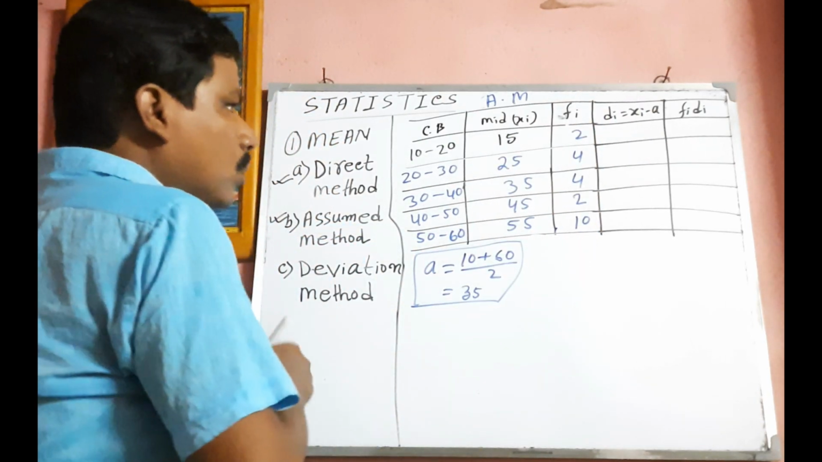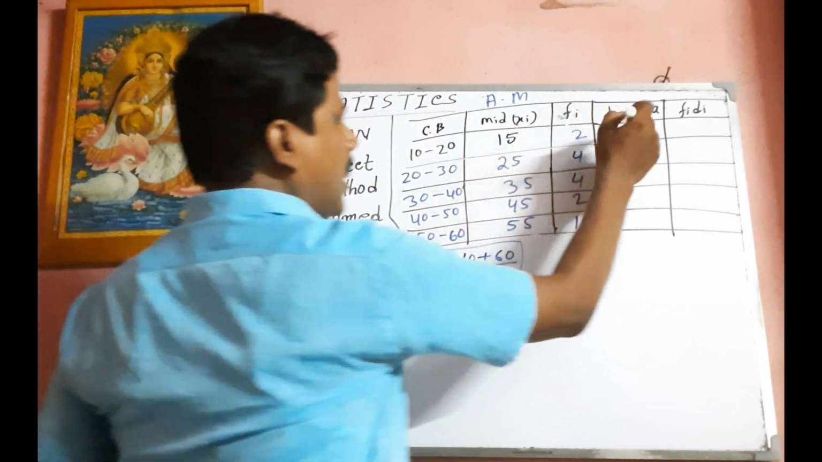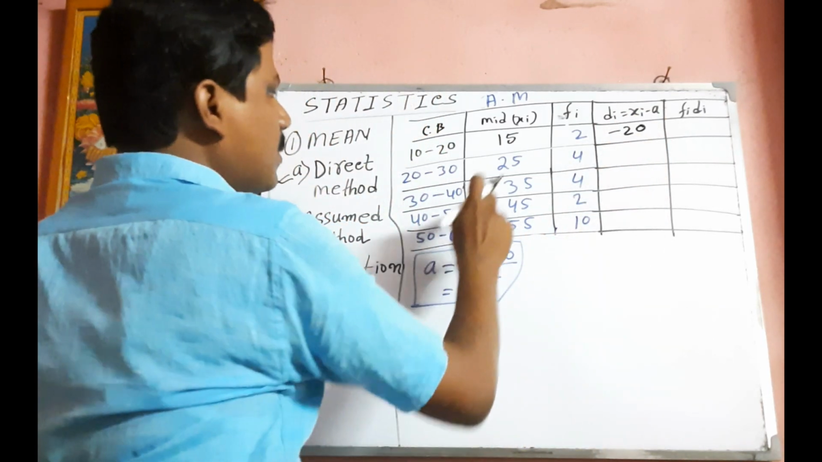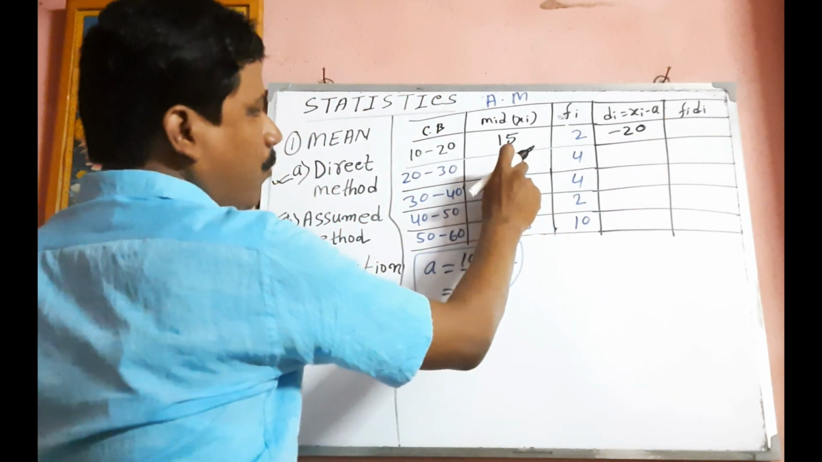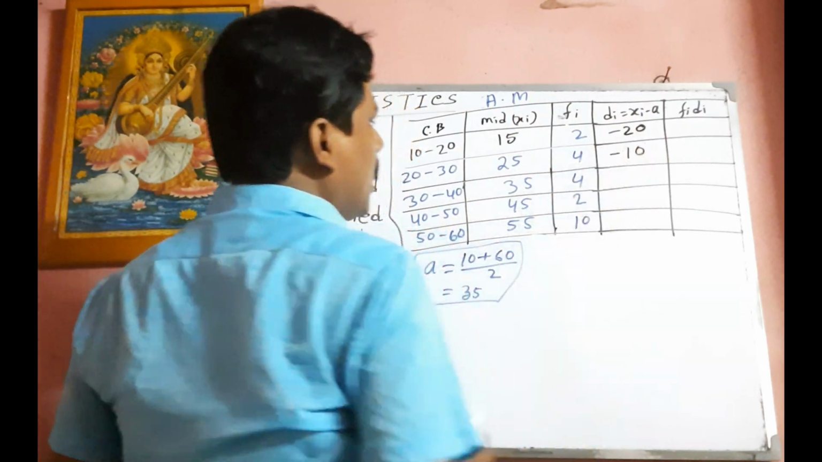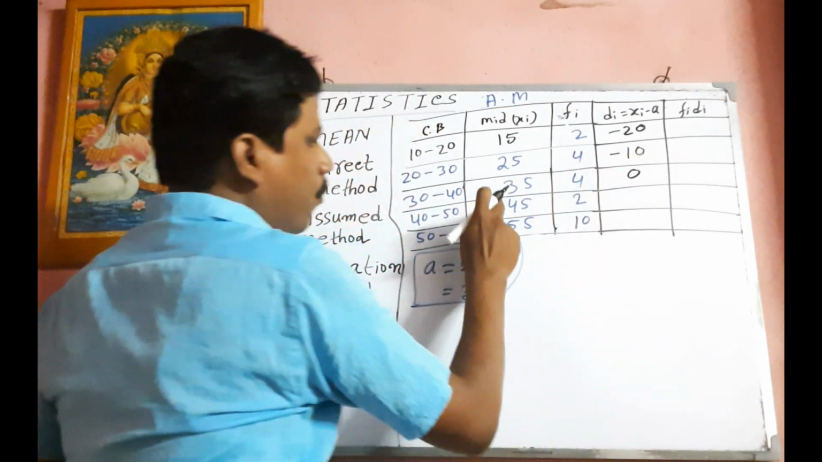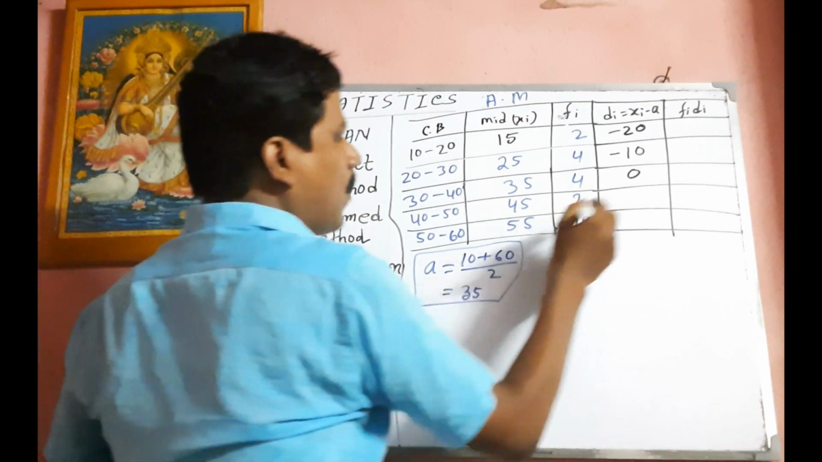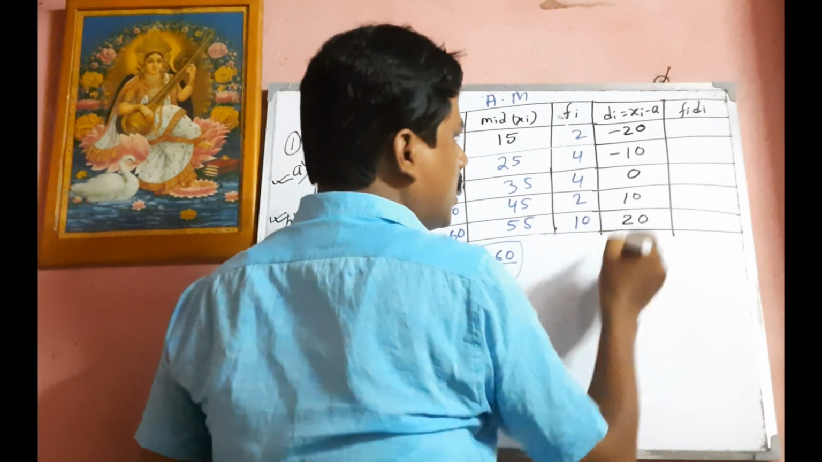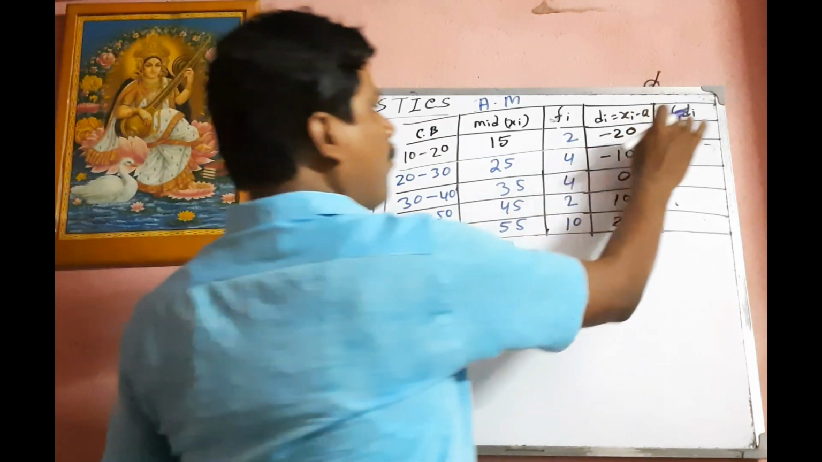At first, 15 minus 35 is minus 20. Similarly, 25 minus 35 gives minus 10. 35 minus 35 gives 0. 45 minus 35 is 10, and 55 minus 35 is equal to 20. Now we multiply and find fi di.